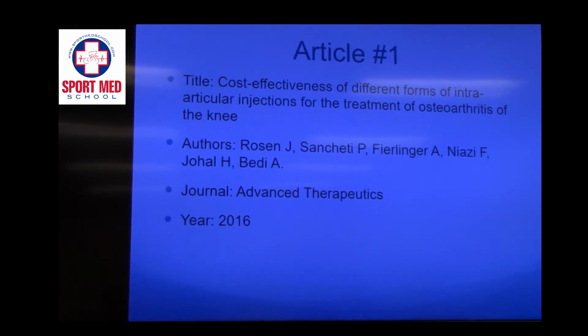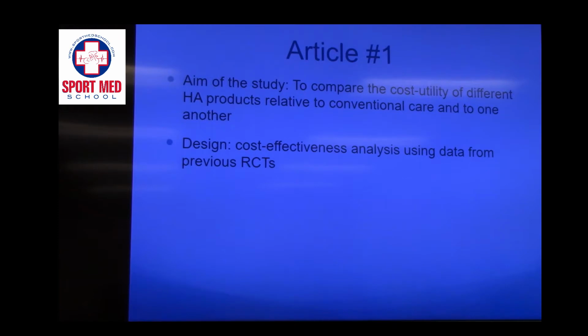So the first article I looked at was titled The Cost Effectiveness of Different Forms of Intra-Articular Injections for the Treatment of Osteoarthritis of the Knee. It was published in the Journal of Advanced Therapeutics in 2016. And the aim of this study was to compare the cost effectiveness of different hyaluronic acid products and compare that to conventional care and to one another in the study.